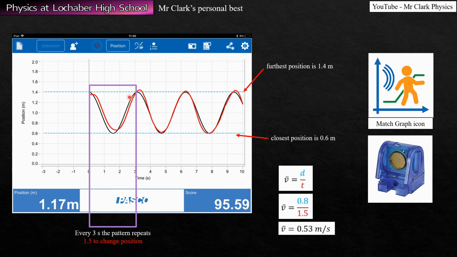Again, you might work out the average speed if you like. So speed is distance over time, and the change in position here is 0.8 meters. The time we have to do this is 1.5 seconds. So you're going to have to move at about 50 centimeters every second. So again, quite fast.